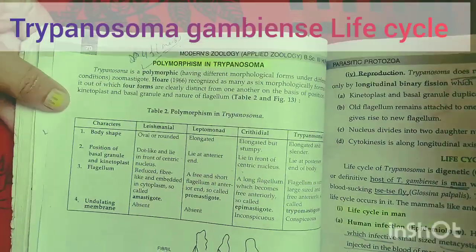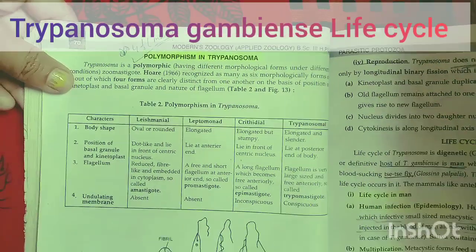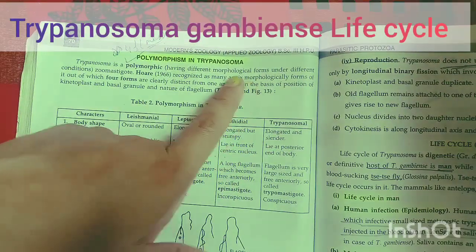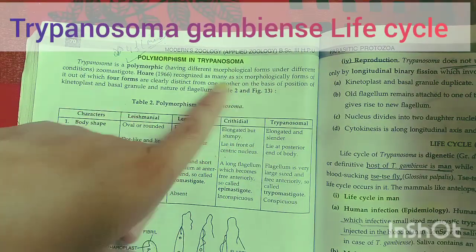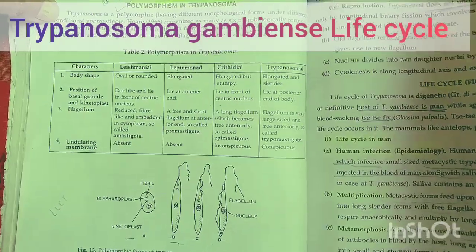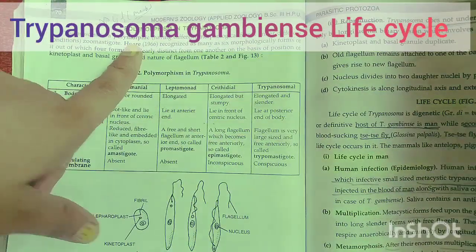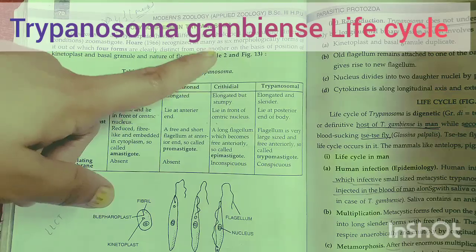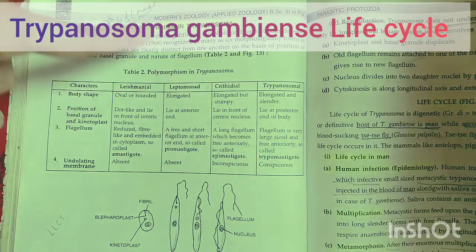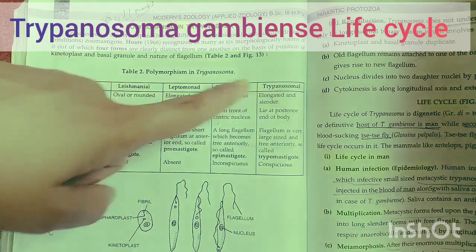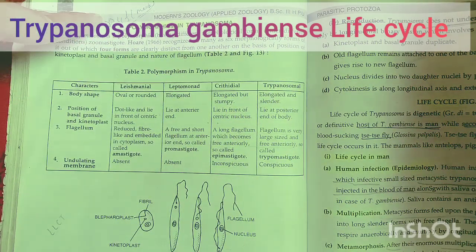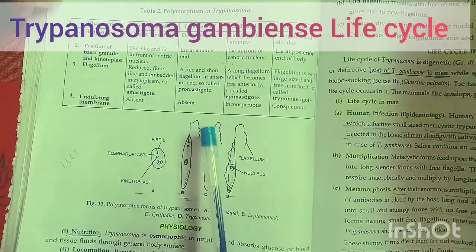Next we have polymorphism. Trypanosoma shows polymorphism. Polymorphic means having different morphological forms under different conditions. We can see this, that is the eumastigote. According to the scientist Hoare, it recognized 6 morphological forms. Four forms are clearly distinct from one another on the basis of position of kinetoplast, basal granules, and nature of flagellum. So we can see the diagrams.